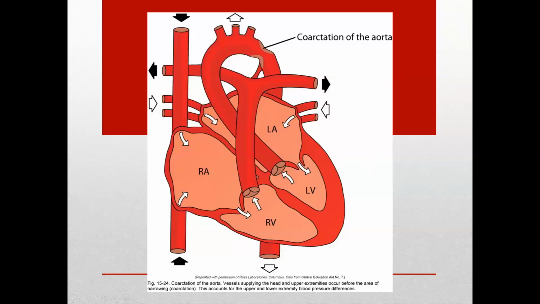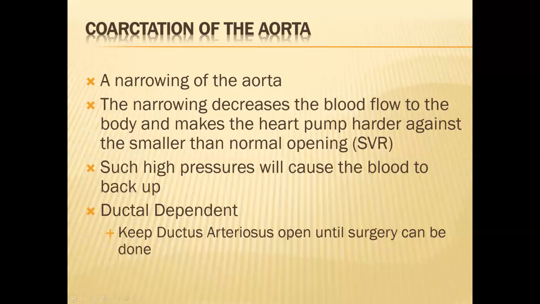Let me go back. Is there like a stent or something like that in there to help open the aorta more? So it says the coarctation of the aorta is ductal dependent. Do you know what that means? Very good. It depends on the ductus arteriosus to stay open.